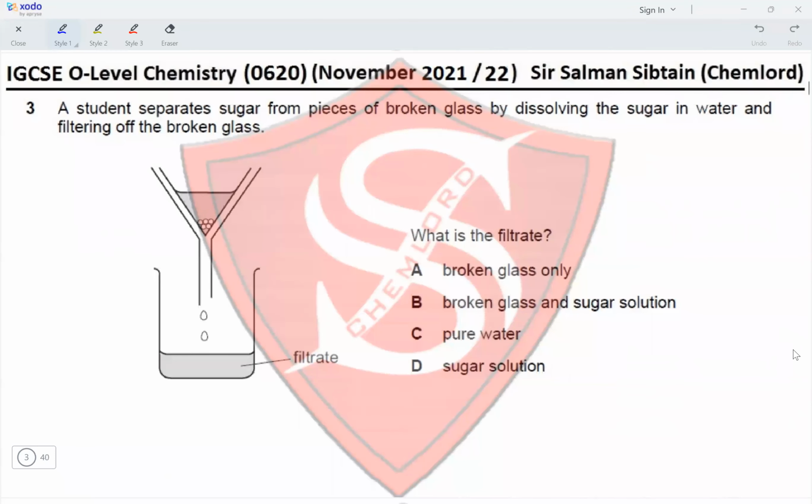Question 3. A student separates sugar from pieces of broken glass by dissolving the sugar in water and then filtering off the broken glass. What is the filtrate? The filtrate is the dissolved sugar solution, and the broken glass would be the residue. So broken glass only is not the filtrate. Broken glass and sugar solution, not the filtrate. Pure water, water is no longer pure because sugar is dissolved in it. And sugar solution, yes. Therefore, option D is the correct option for this question.